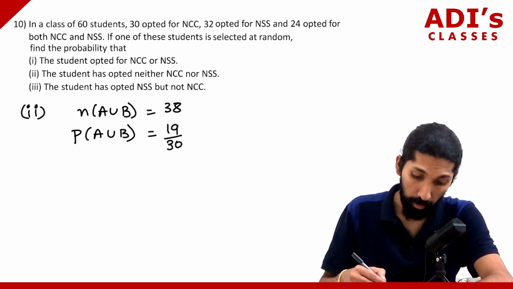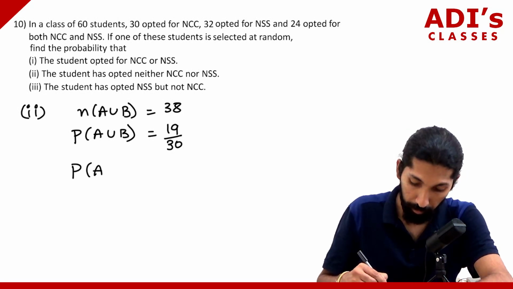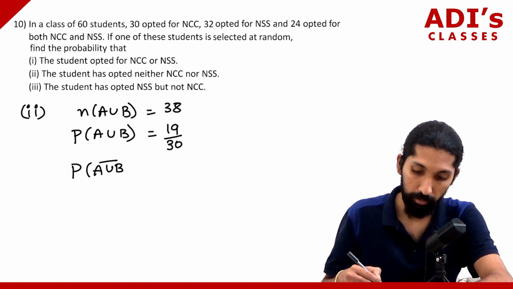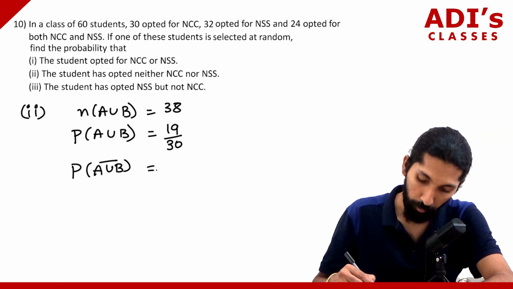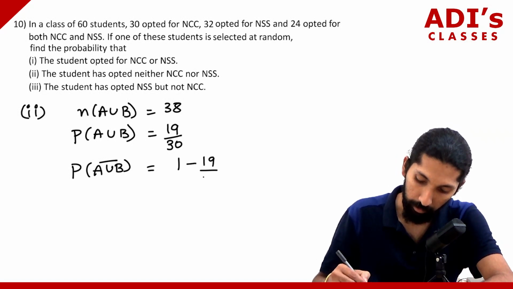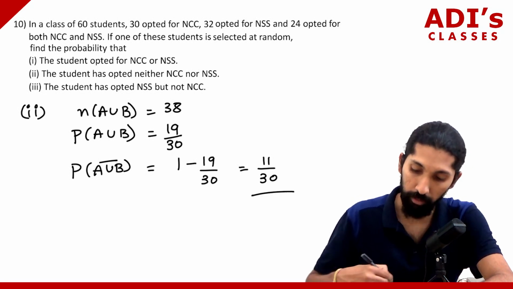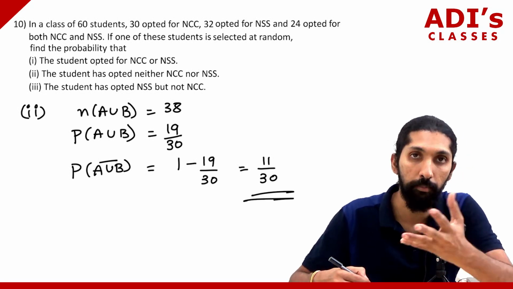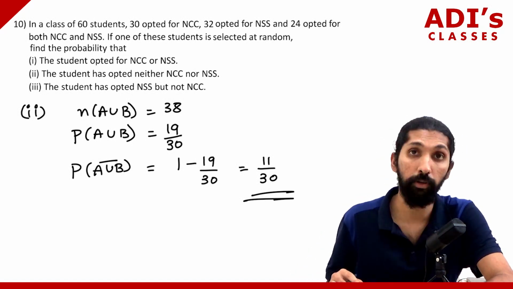Now what do we need? We need P of A union B whole complement, neither this nor that one, isn't it? So we do 1 minus 19 by 30, which is going to be 11 by 30. So the answer for the second one is just 11 by 30. Very, very simple. Fair enough? Now let's do the last one.